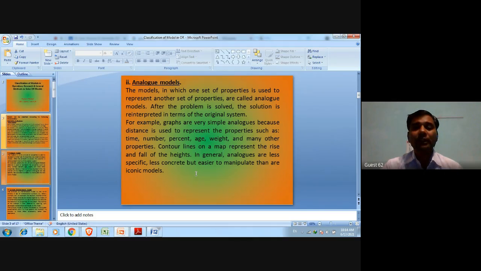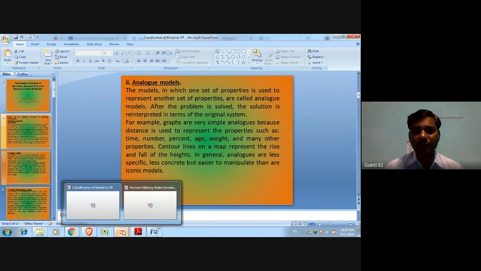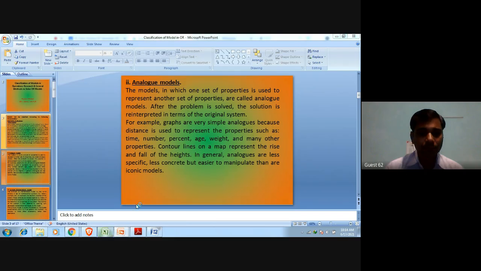For example, graphs are very simple analogs because distance is used to represent properties such as time, number, percent, age, weight, and many other properties. Actually, your analog models are your graphs, charts. Okay, graphs and charts. So let us see here.